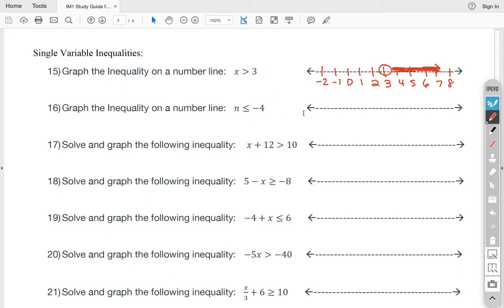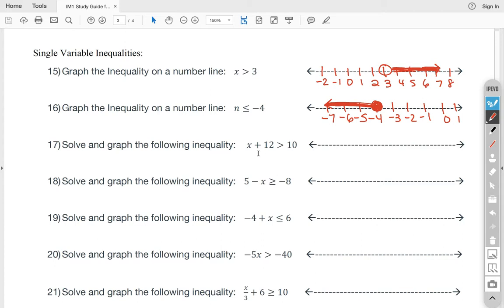Okay, next one, number 16. N is less than or equal to negative 4. So let's make some dash marks and let's put negative 4 somewhere on here. And less than would be negative 5, negative 6, negative 7. Greater than would be negative 3, negative 2, negative 1, 0, positive 1. Let's circle this one and fill it in this time because it has the equal to line. So you see the equal to line. And then it's going left because it's less than. Less is less than. Left. There you go. It's pointing to the left.